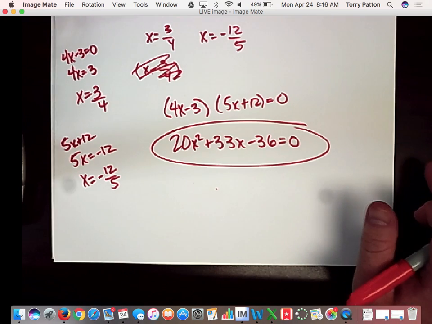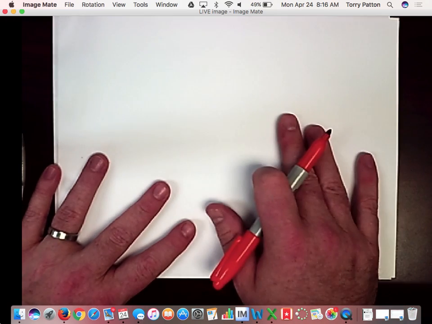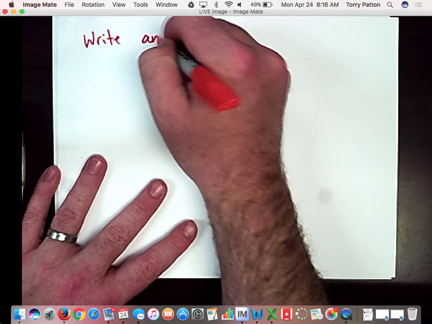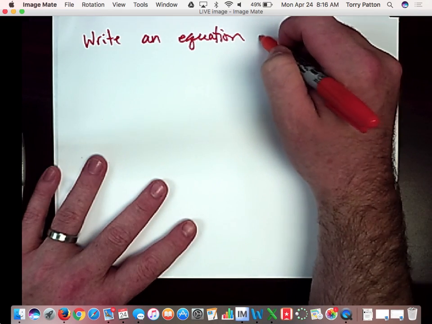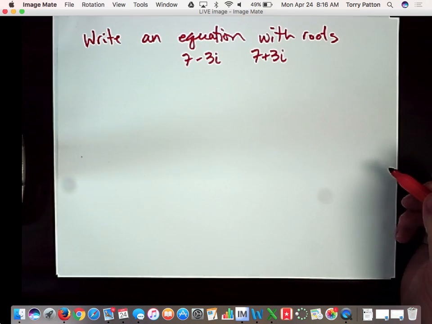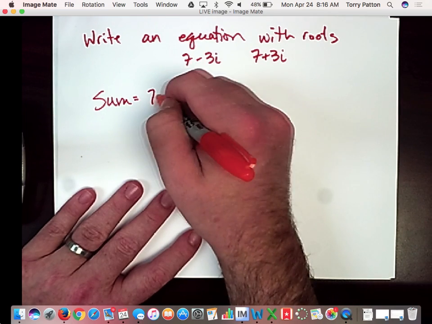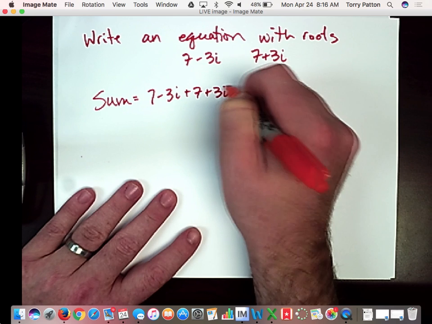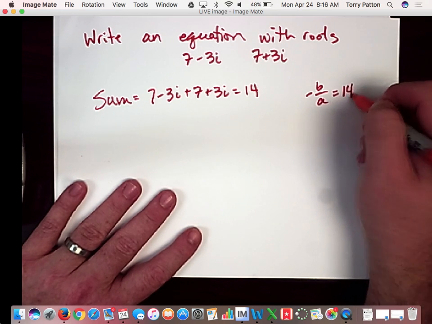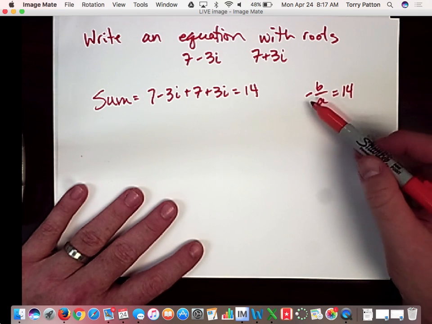Okay. Let's do another one. Now, here's one where it is easier to do it the sum and product way, when you have an imaginary root. Okay? So what if I said write an equation with roots 7 minus 3i and 7 plus 3i. Well, what is the sum? 7 minus 3i plus 7 plus 3i is 14, right? So negative b over a has to equal 14. So we could have 14 over 1. We could have 28 over 2. One of them being b being negative.